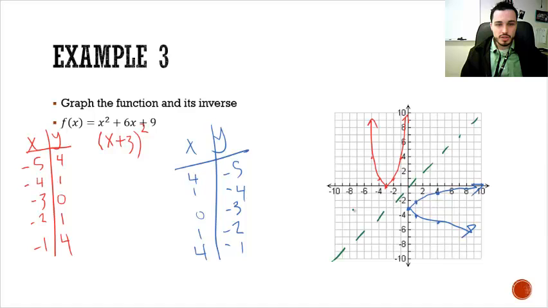Again, the main idea is just, however necessary, generate the table of your original function, either using calculator or whatever. Once you have that table, you switch all of those x's and y's, then you use that new table to create that.